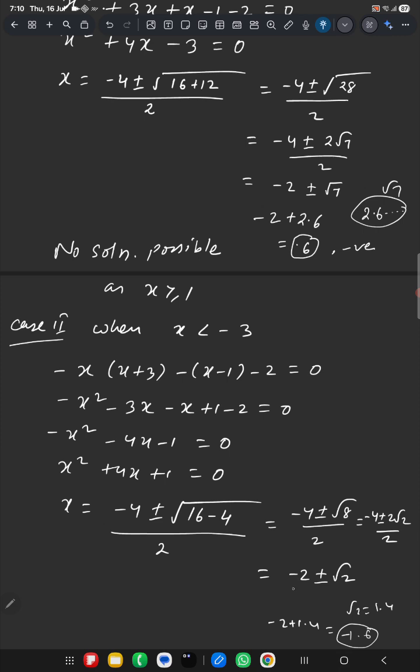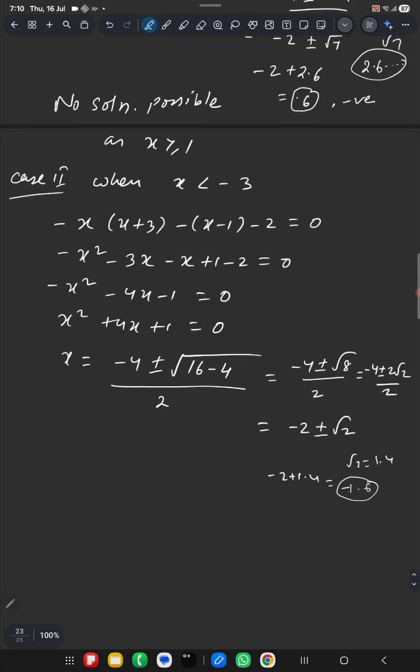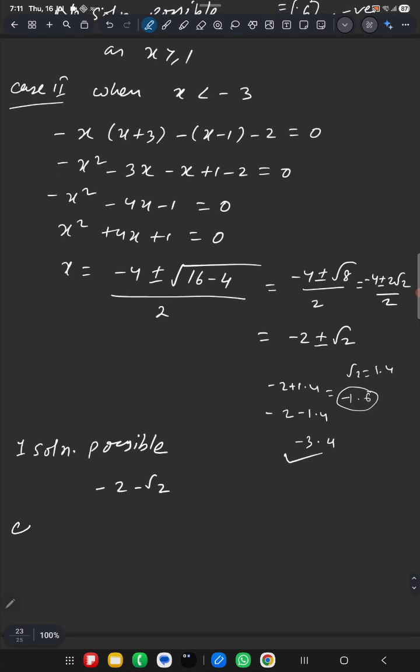And check for minus 2 minus root 2. If you take minus 2 minus 1.4, what you will get? Minus 3.4. It is less than minus 3, so this value we will accept. So one solution is possible in this case, and its value is minus 2 minus root 2. Now we have to discuss case 3.